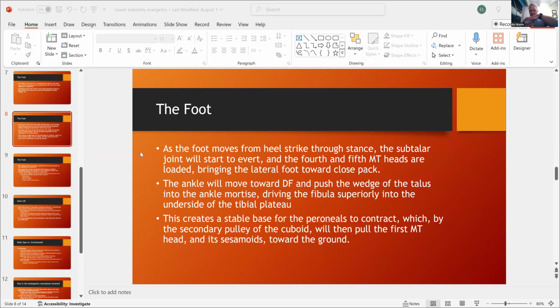The talus becomes wedged up into the ankle mortise, right? The dome of the talus is shaped like a wedge, kind of like this, the tip of the wedge being the posterior element. As this moves into that mortise, it essentially tightens the inferior tibiofibular ligament. This is a very elastic ligament again, and it essentially close packs the tib fib mechanism, and it's going to drive the fibula superiorly up underneath the plateau of the tibia, right? So just underneath the edge of the tibia, the fibula will come up and compress into its articular space. This will create a nice stable base for the peroneal muscles to contract, which is essential.